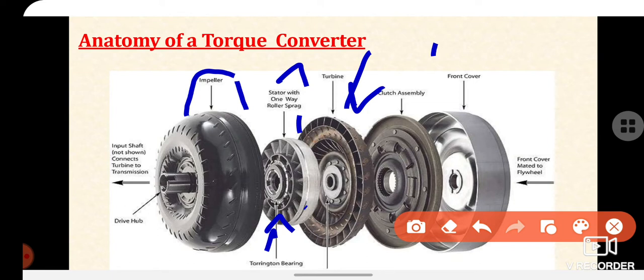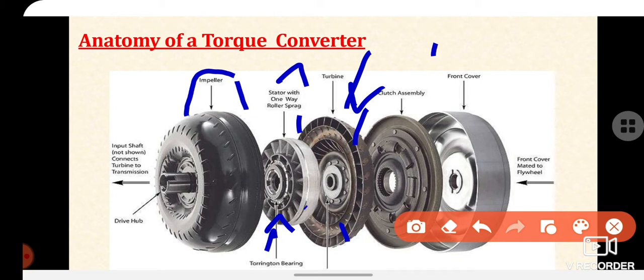The turbine is connected to the input shaft of automatic transmission. It is present on the engine side. It also consists of curved and angled blades. The blades of the turbine are designed in such a way that it can change the direction of the fluid completely that strikes on its blades. It is the change in the direction of fluid that forces the blades to move in the direction of impeller. As the turbine rotates, the input shaft of the transmission also rotates and makes the vehicle move.